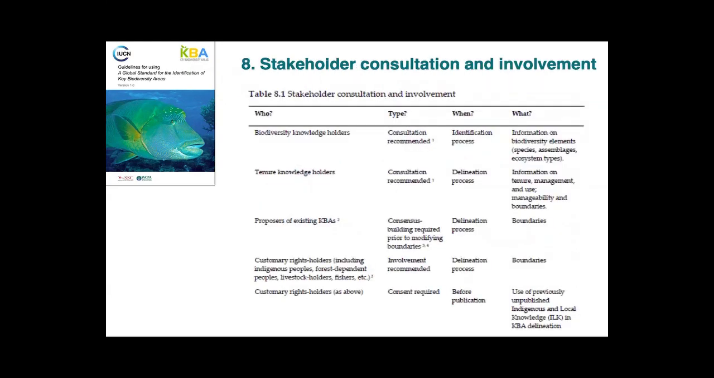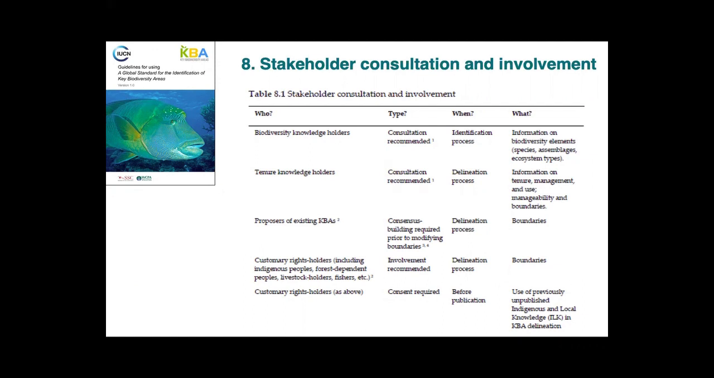The stakeholder consultation and engagement is an essential element of the delineation process and is covered in Chapter 8. This chapter looks at consultation with knowledge holders, so experts, whether those are in the academic world or maybe indigenous knowledge holders. It includes consensus building with proposers of existing KBAs, so an important aspect of KBA delineation is that KBAs should not overlap each other, because this makes it very hard for decision makers.